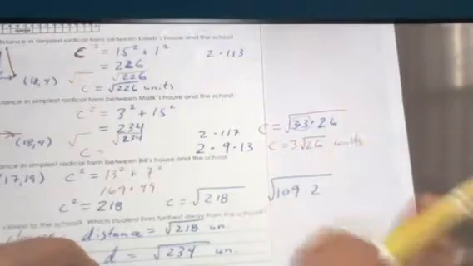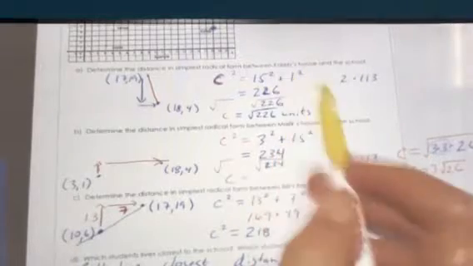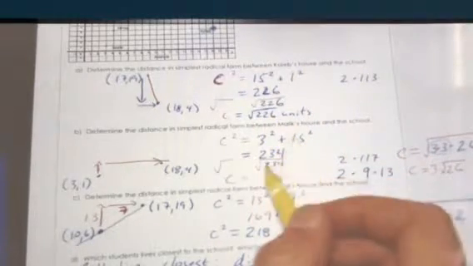But again, that's not that important in this question because we're going to compare this distance with this distance. And so far we see that Caleb lives closer than Malik because the square root of 226 is less than the square root of 234. Okay, let's do one more and we will be done.